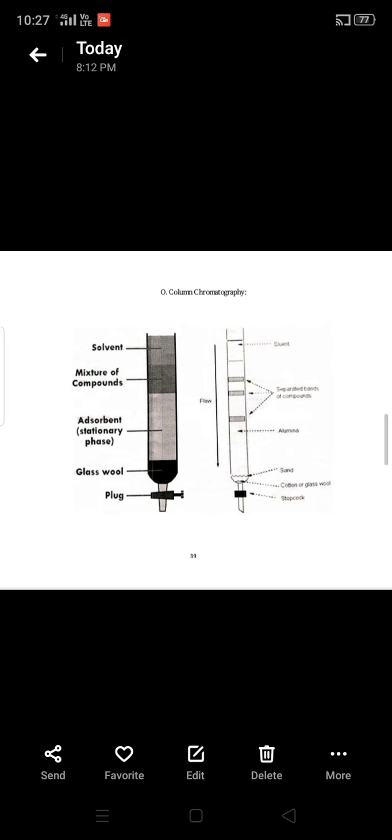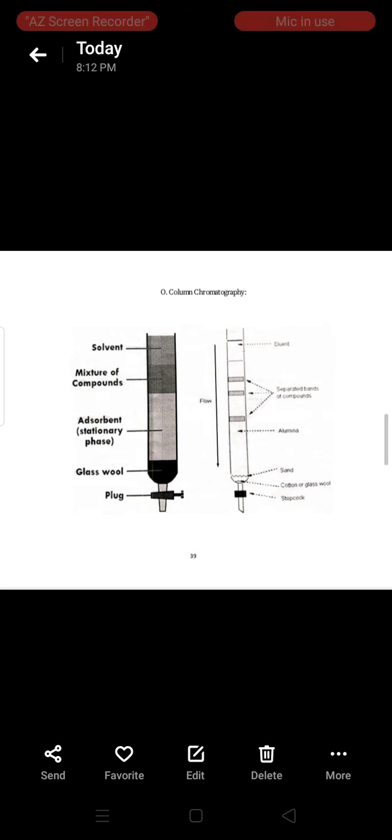If the activity of the adsorbent is very high and the polarity of the solvent is very low, then the separation is very slow but gives a good separation. On the other hand, if the activity of the adsorbent is low and the polarity of the solvent is high, the separation is rapid but gives only a poor separation, that is, the components separated are not 100% pure.